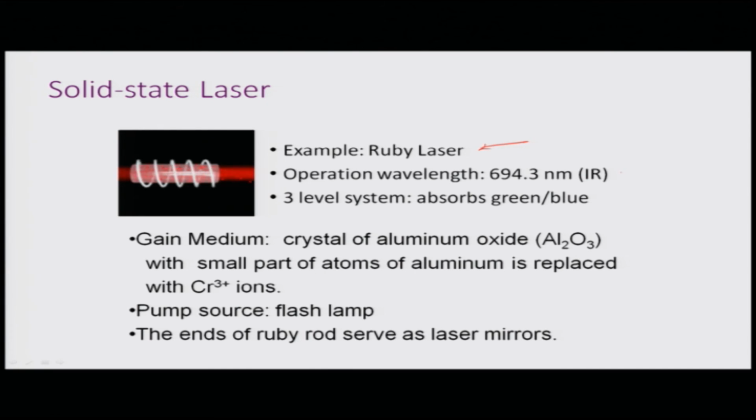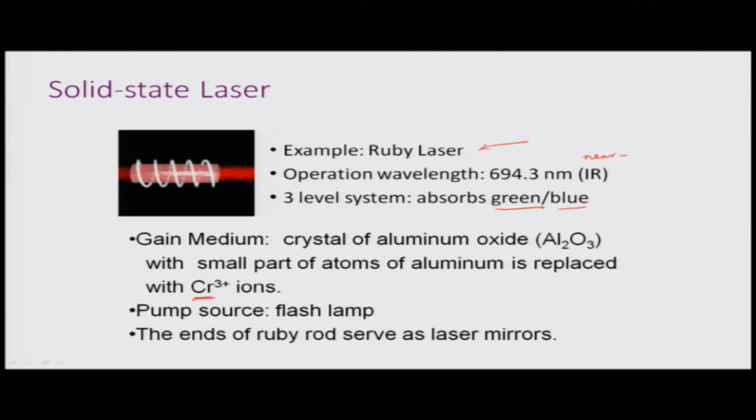Operation wavelength is at 694.3 nanometers. It is actually still red, it is very near to where infrared starts around 700, but it is still quite bright red. It is a 3-level system, which absorbs green and blue radiation to give rise to this. The gain medium is the crystal of aluminum oxide with small parts of atoms of aluminum replaced by chromium 3+ ions.